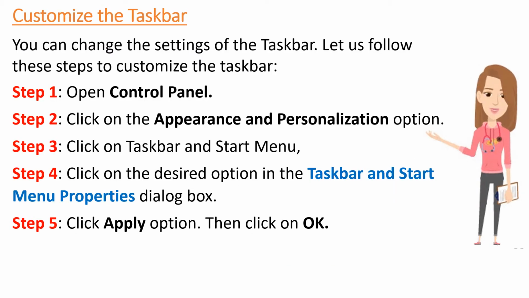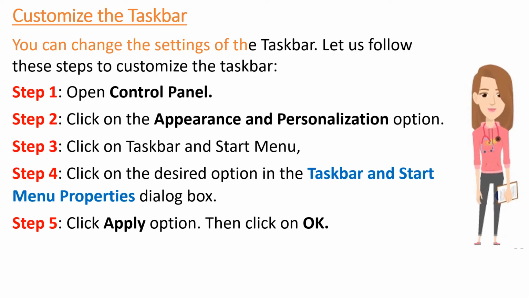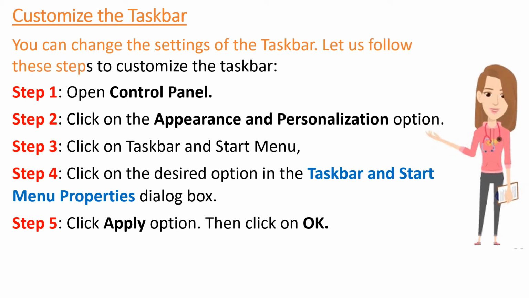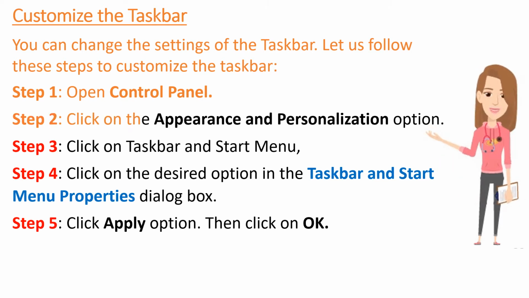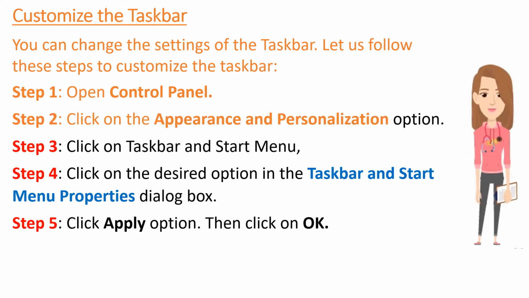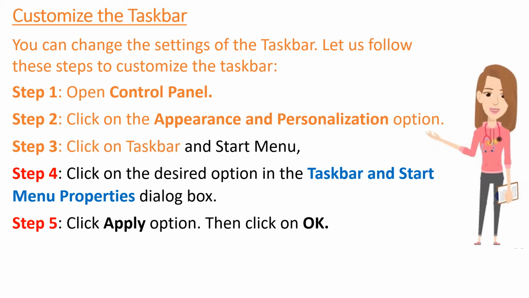Customize the taskbar. You can change the settings of the taskbar. Let us follow these steps to customize the taskbar. Step 1. Open control panel. Step 2. Click on the appearance and personalization option. Step 3. Click on taskbar and start menu.